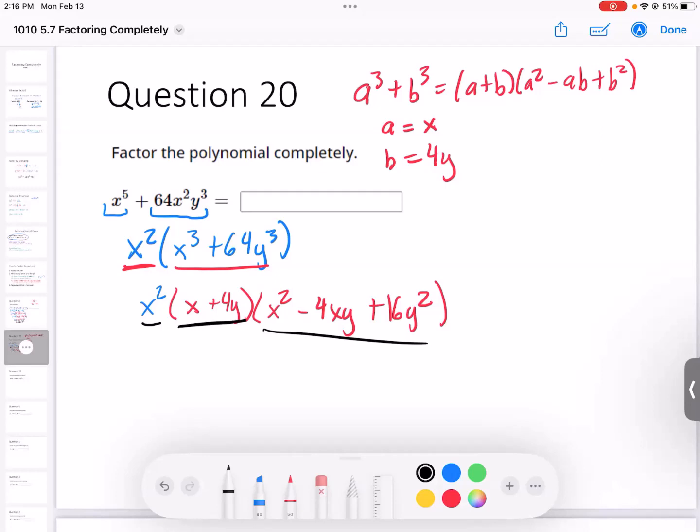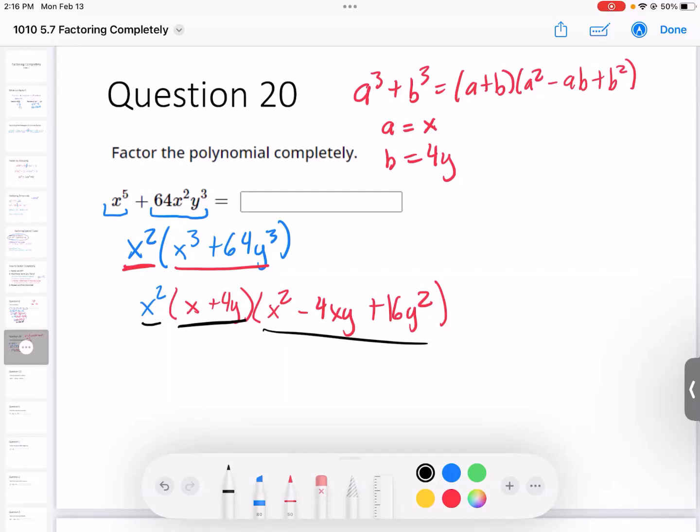Any questions on that or the strategy for that? Yeah. Can you go over again how you got the 16y squared? Because I just have 4y squared. Yeah. So in the formula, it's in this part of it, right? And b equals 4y, and you need to square the whole thing. So the 16 came from the fact that 4 squared is going to be 16, and y squared will be the y squared. Yeah, great question. Any other questions?